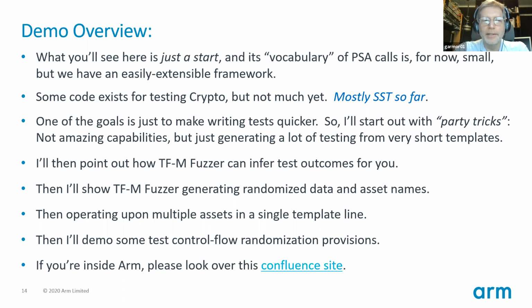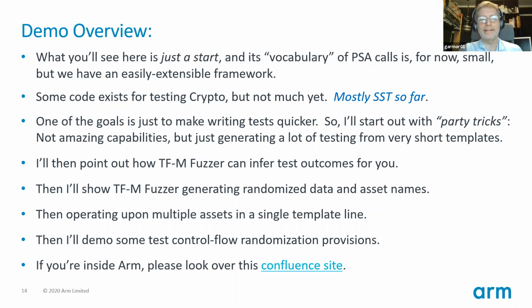After a few very simplistic things, I will point out that the fuzzer can infer correct test outcomes for you, which goes back to what I was just saying about being able to generate random activity being only half the problem. And then I'll show that it can generate randomized data and asset names. I'll move on to multiple assets in a single command and so forth.